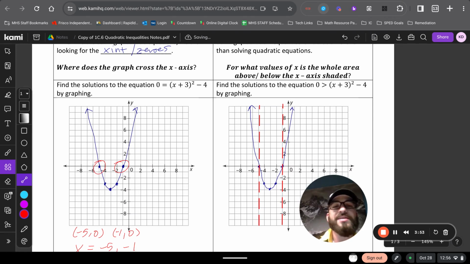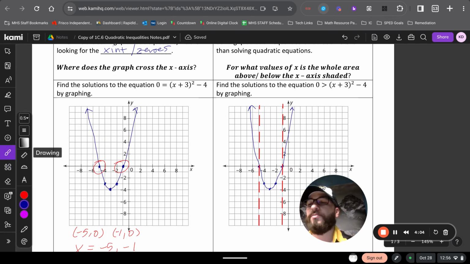And what I'm looking for is solutions to the inequality 0 is greater than (x + 3)² − 4. Now that can be a little confusing to read. So anytime we see an inequality like that, we can flip it around so that it makes a little more sense. So I'm going to shift my expression to the other side: (x + 3)² − 4. And if 0 has to be greater, then this has to be less than 0. When I say flip, I mean flip the entire inequality around. It's the exact same thing. So I'm looking for when this expression is less than 0.